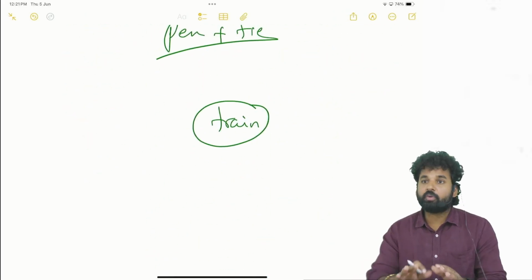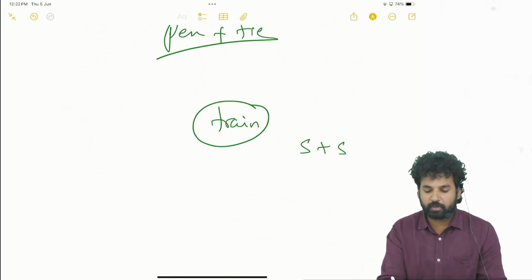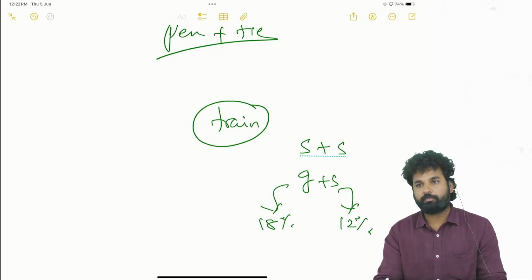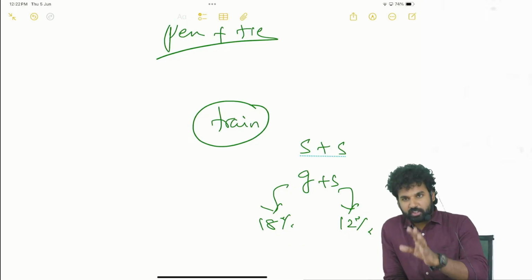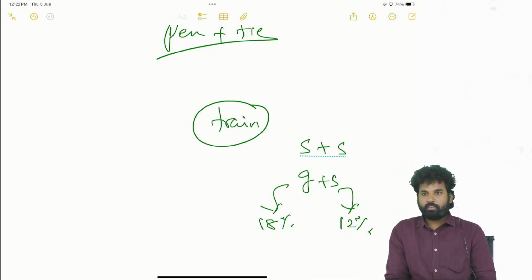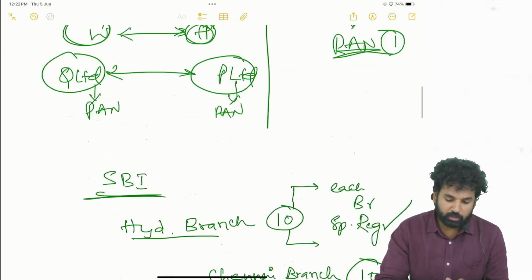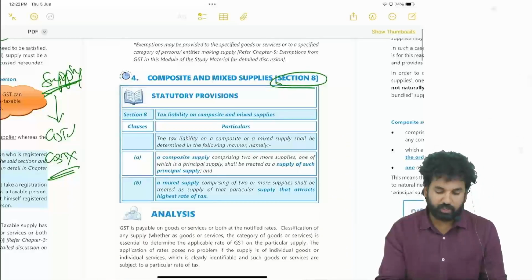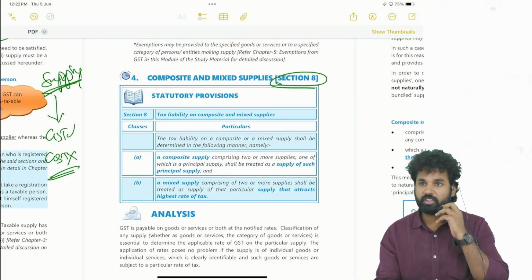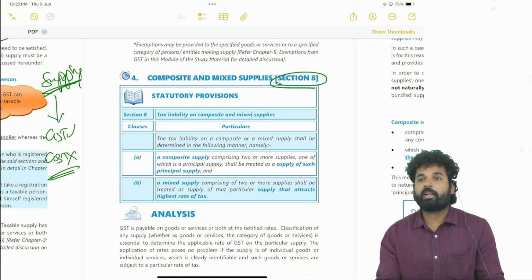See, there are two different rates here. So you are going for a service plus service offer or goods plus service offer. Goods are taxed at 18%, service is taxed at 12%, or vice versa. Which rate is to be applied? Then you need to understand whether it is a composite supply, which is necessary, or a mixed supply, which is combined voluntarily. In such cases, we need to understand whether a supply is a mixed supply or composite supply. If it is a composite supply, we shall take the rate of the main supply.